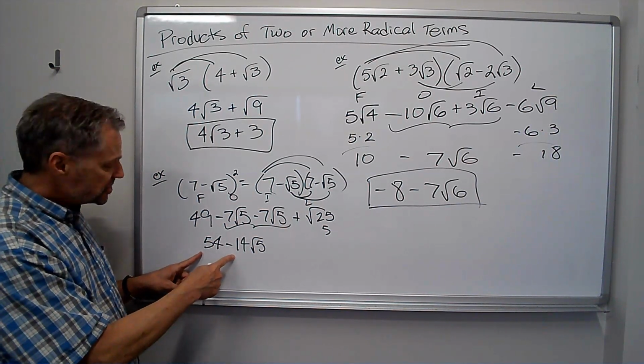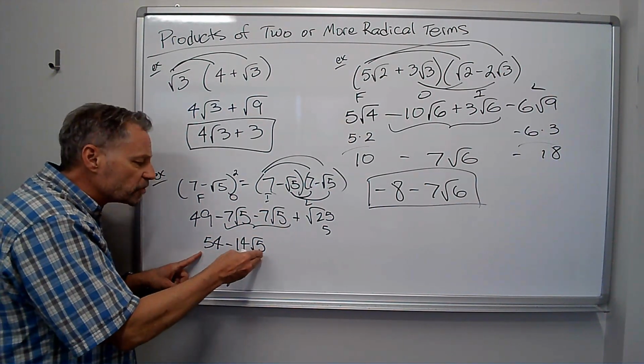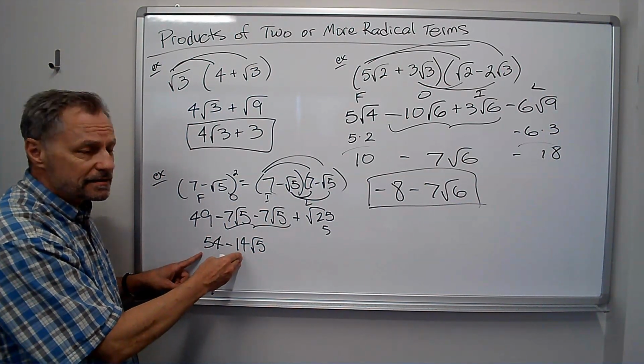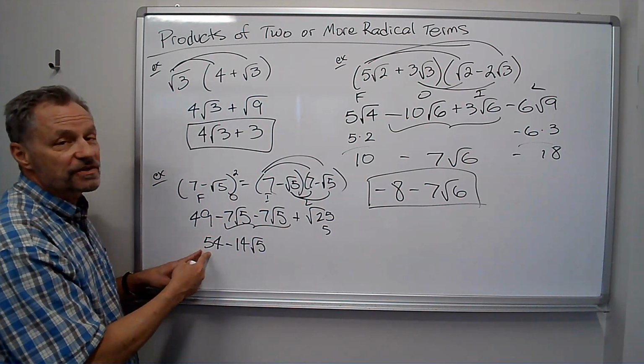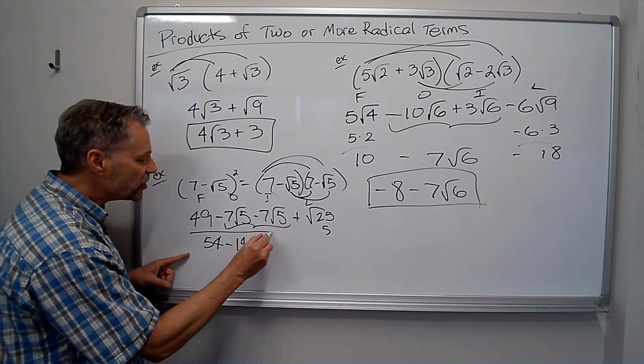And then again, not like terms. Don't do 54 minus 14 because that's not just a 14. It's 14 root 5. So this is not like terms with that. I can only combine those if this is 54 root 5 and that's negative 14 root 5. So that's as far as I can go.